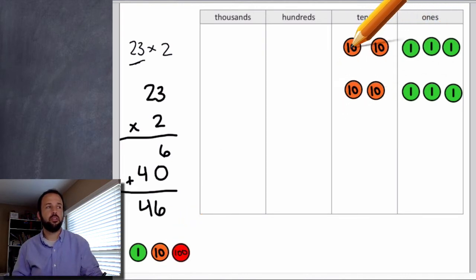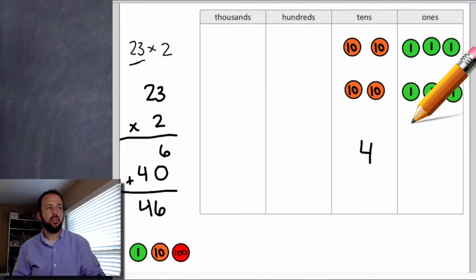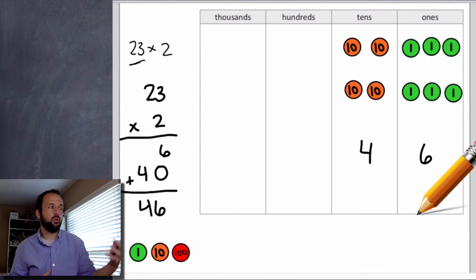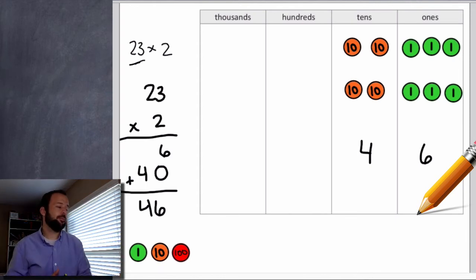If I come over here in my chart and look, 4 tens is 40, and 6 ones, 46. Okay, so you can see how we're representing it with place value, but we can also stack it vertically and do it that way. Not too bad so far, right? Semi-easy. Let's try another example real quick.